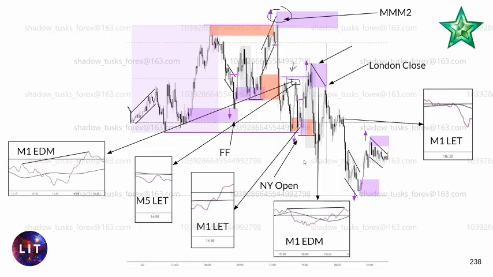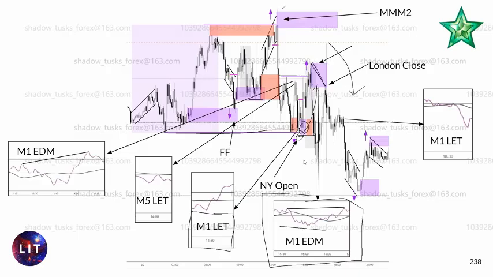And then we come down and we induce to the downside, right? We induce these equal lows to the downside. And within this right here, after our inducement, we have our inducement followed by our M1 LET to take the pullback buys up to take this liquidity. Yeah. And then finally, for London close, we have our EDM for the overall continuation of this inducement move, right?